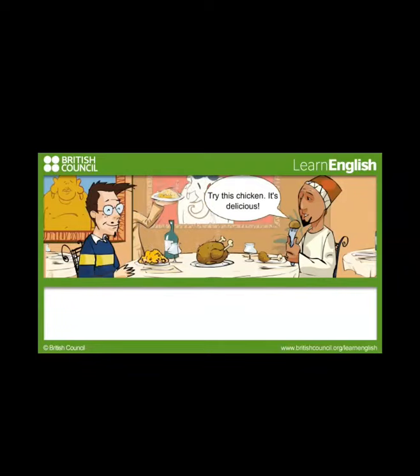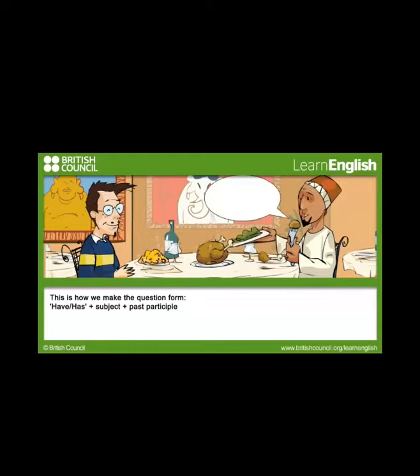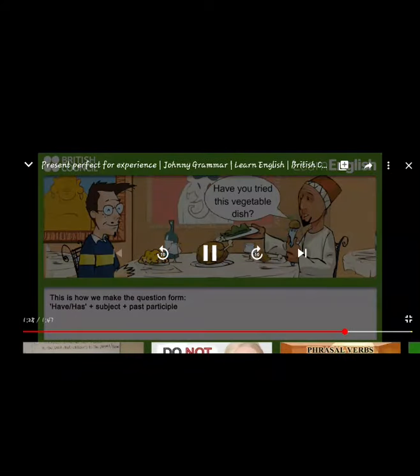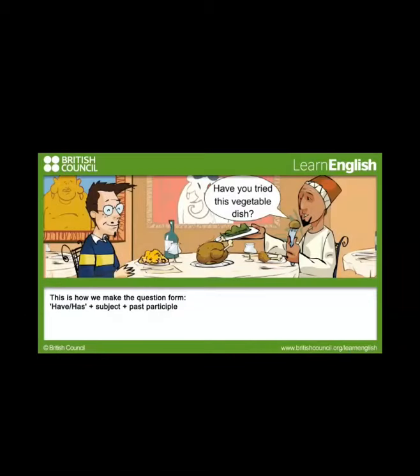Try this chicken. It's delicious. Have you tried this vegetable dish? Okay, and have you seen? This is the way that we are going to make a question. So what is the first thing that we have to do when we are going to make a present perfect question? So we have to use have or has plus the subject and plus the past participle.